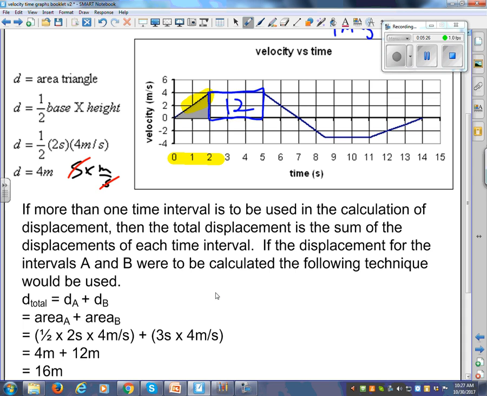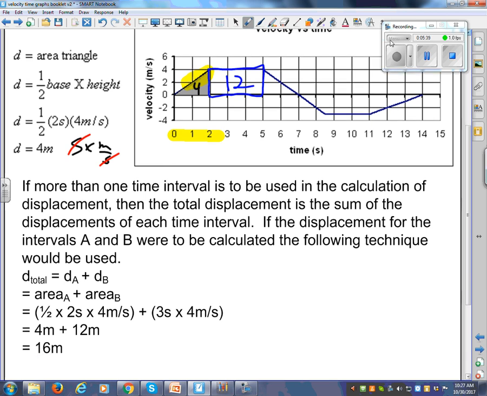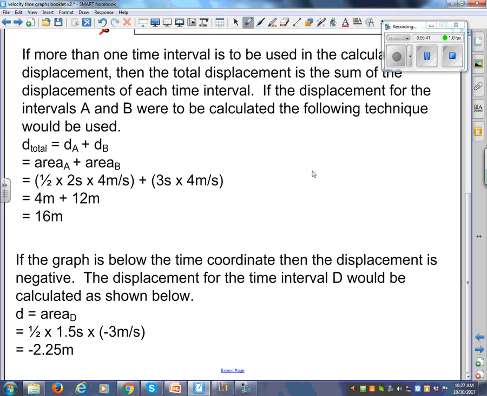Okay? It goes 4 here, 12 there for a total of 16. Does that make sense? Yeah, I'm speaking English? Excellent. Guess what's coming up? The French. No, Francais. What if it's below?